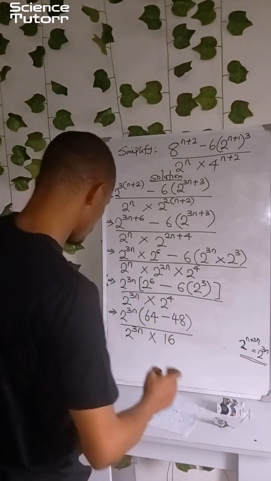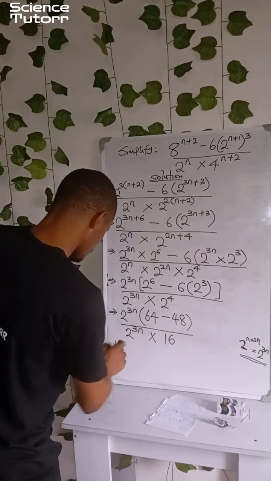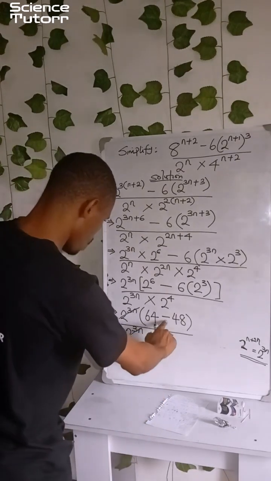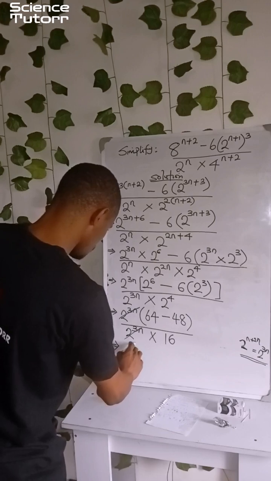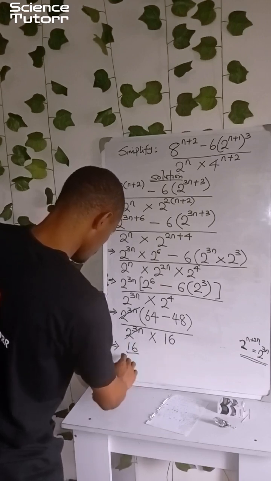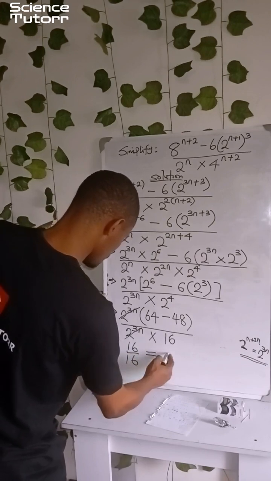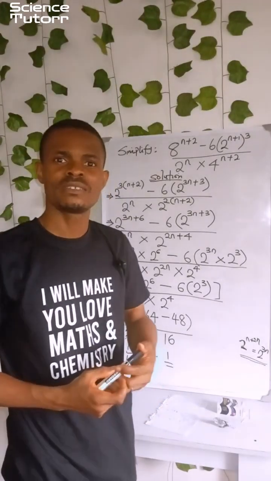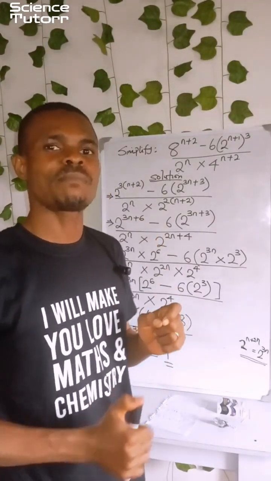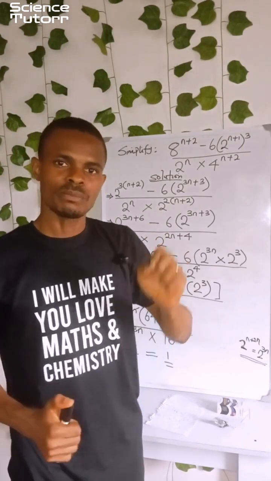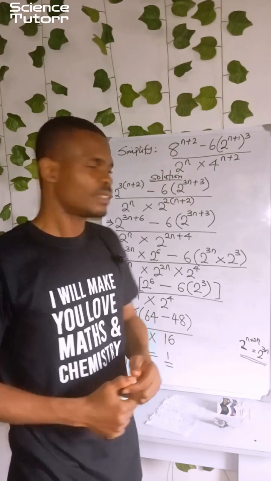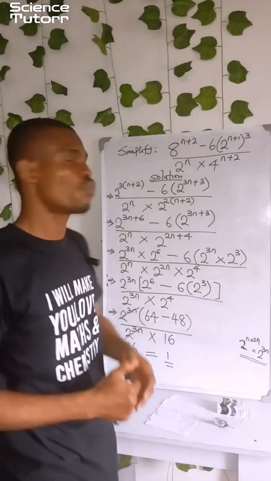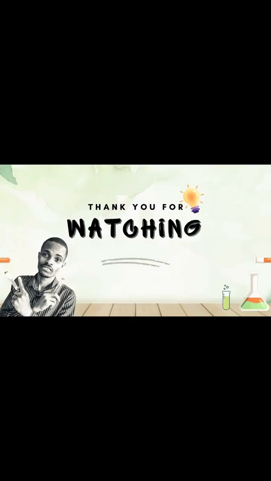So at the end of the day, we are going to cancel like terms. This and this, they are like terms, so they cancel out. 64 minus 48 gives us a 16 divided by a 16, which automatically is 1. Technical, huh? But with a step-by-step approach, you will arrive at something tangible. That solves the problem. So at the end of the day, we have 16 over 16, which is equal to 1 from the problem.